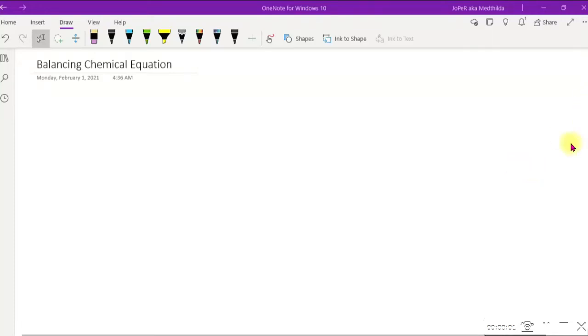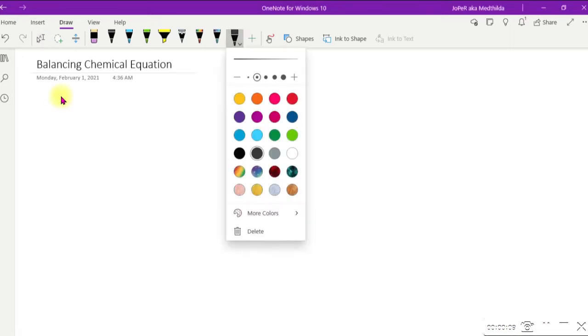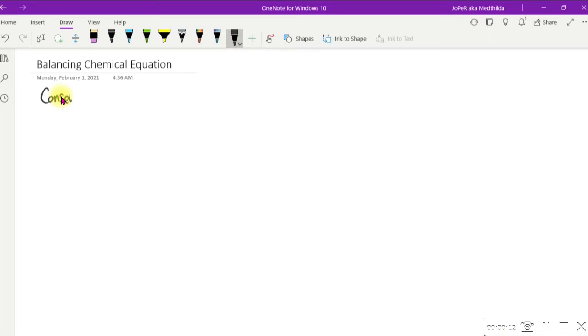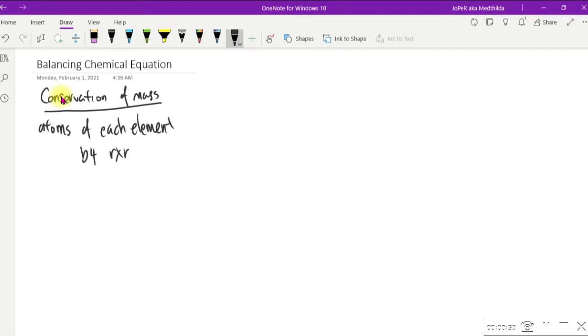Okay, so now we are down to the next section, which is balancing chemical equation. So the key idea here is actually about the conservation of mass. Balancing a chemical equation is to make sure that the atoms of each element before the reaction are equal to the atoms of each element after the reaction.